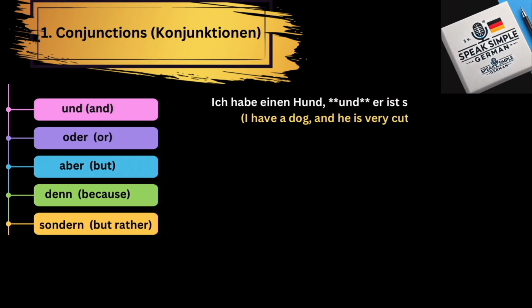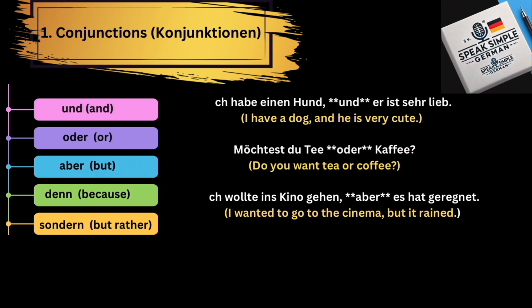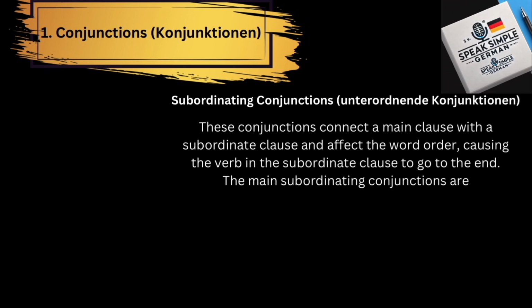Examples. Ich habe einen Hund und er ist sehr lieb. Möchtest du Tee oder Kaffee? Unterordnende Konjunktionen. These conjunctions connect a main clause with a subordinate clause and affect the word order, causing the verb in the subordinate clause to go to the end.